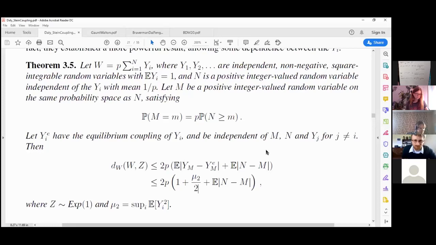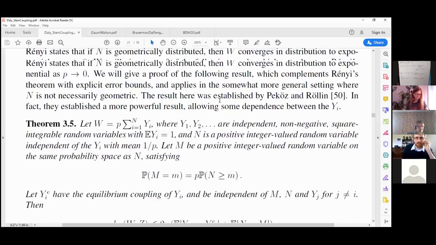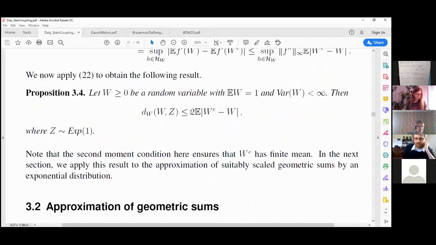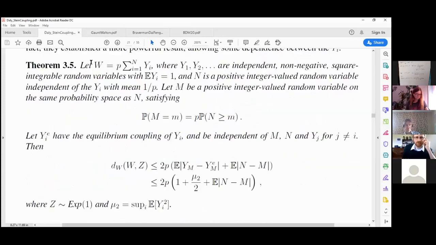I've left some of the slightly more fiddly formulas as an exercise. But the first thing that we're going to want to do when I prove this is use this general result that we had up here that relies on coupling my random variable w, in this case my scaled geometric sum that I started with, and its equilibrium version. So I'm going to need to explicitly construct the equilibrium version of this scaled random sum that I started with.